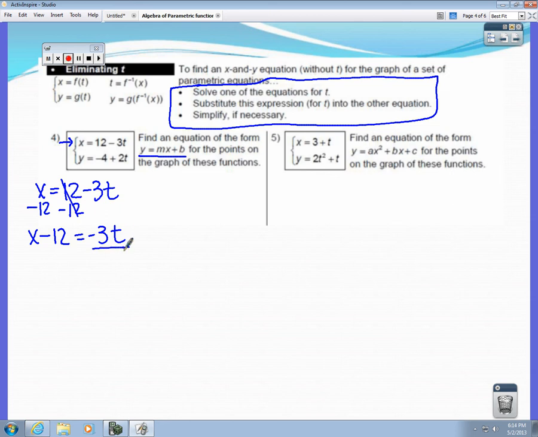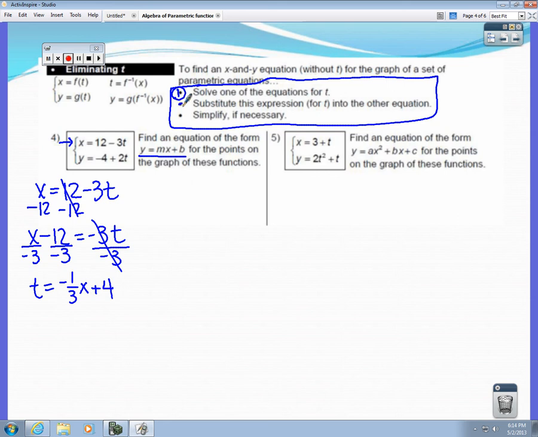Negative 3 times t. To do the opposite, I'm going to divide, and I have to divide everything on both sides of the equation by negative 3. So now I've got t equals x divided by negative 3, which is the same thing as negative 1/3 x, and negative 12 divided by negative 3 is positive 4. Okay, so t is by itself. That's the end of step 1.